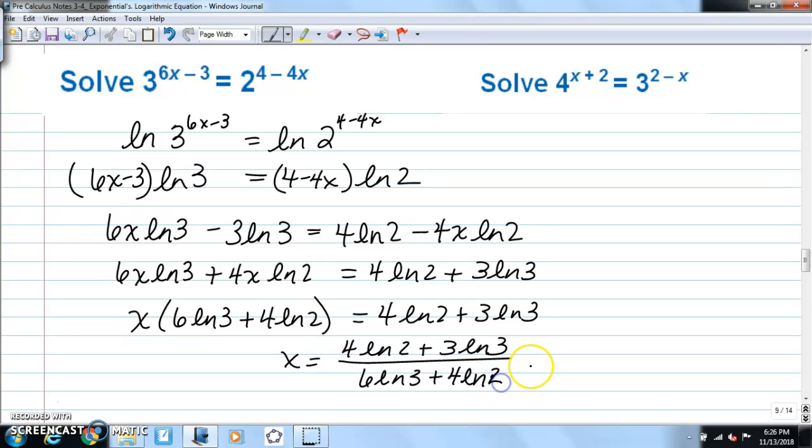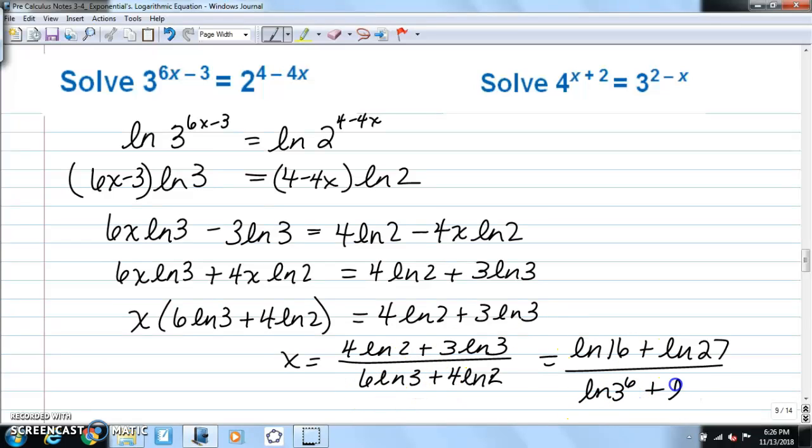Now, you could simplify this a little bit to put it into your calculator if you wanted, because remember, the numbers that are out in front can be powers here. So this is actually the natural log of 2 to the 4th, which is 16. And this is 3 to the 3rd, which is 27. And on the bottom, it would be natural log of 3 to the 6th plus natural log of 2 to the 4th, which again is 16. Might just help you put it in your calculator a little easier. Don't forget to include parentheses and then plug it in. You try this one.